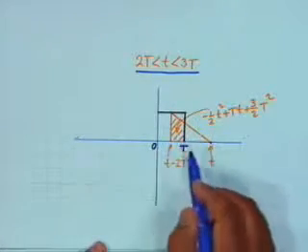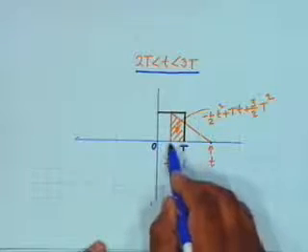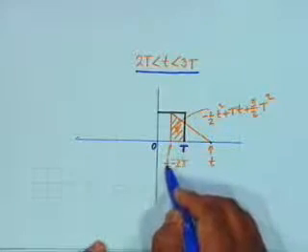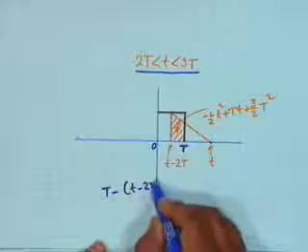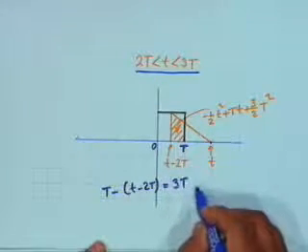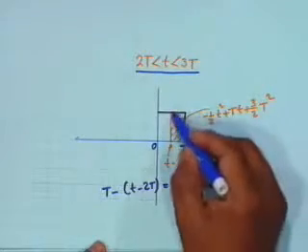And this is another trapezium with sides of capital T minus small t minus 2T, which is 3 capital T minus t. What is the value here?